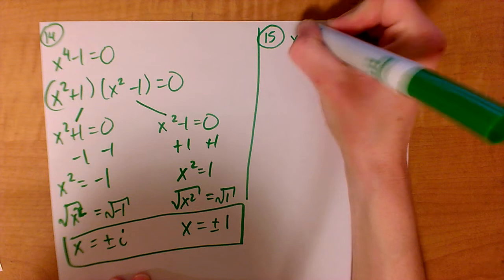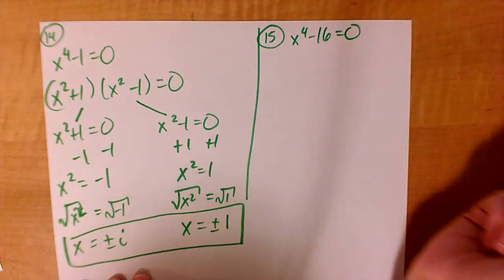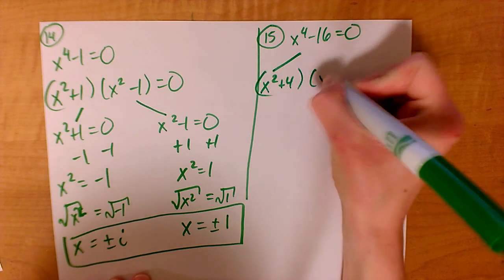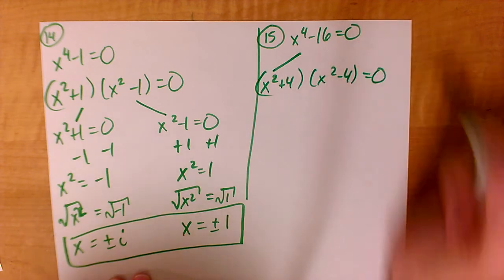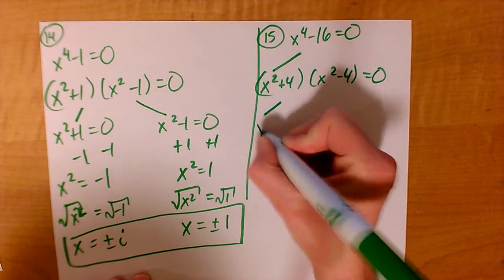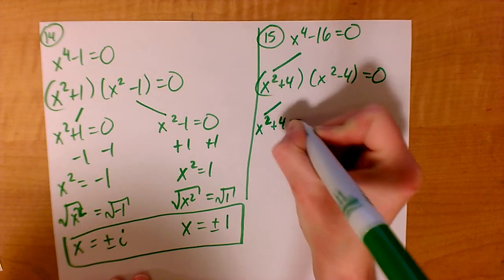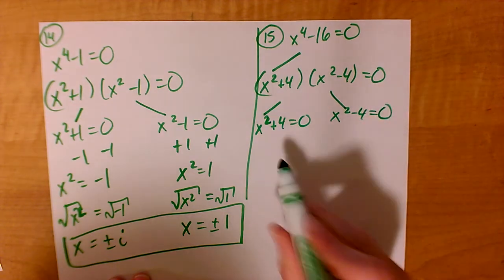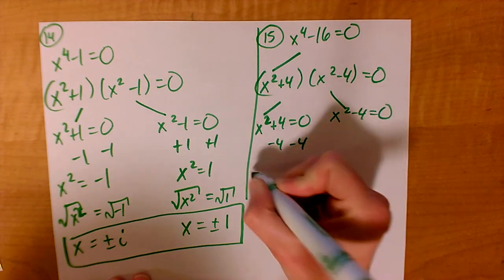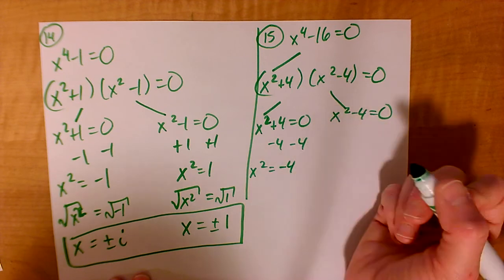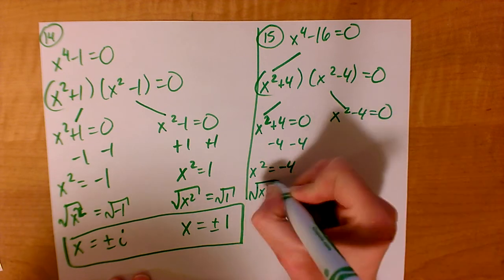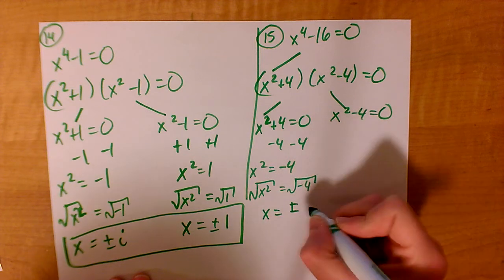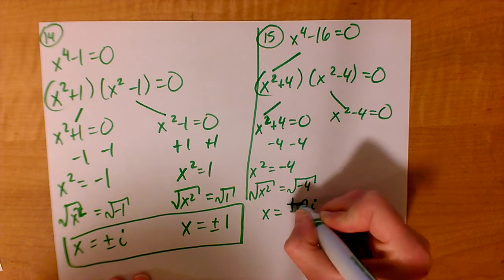So for number 15, we have x to the 4th minus 16 is 0. So this is going to factor into x squared plus 4, and then x squared minus 4 is 0. Okay, so separating both of these, so I'll get x squared plus 4 is 0, and x squared minus 4 is 0. So on the left, if I subtract 4, I have x squared is negative 4, and then if I try to take the square root of that, I'll get x is positive or negative 2i, right?